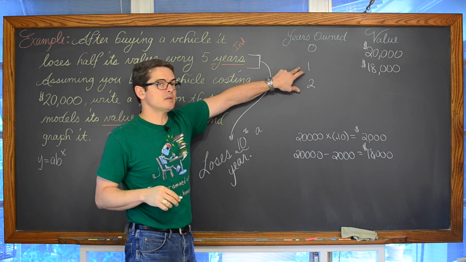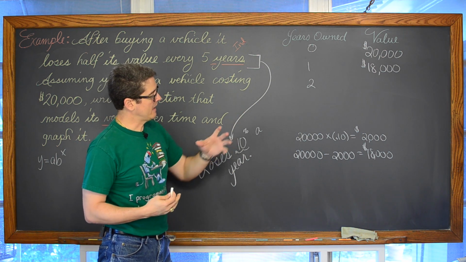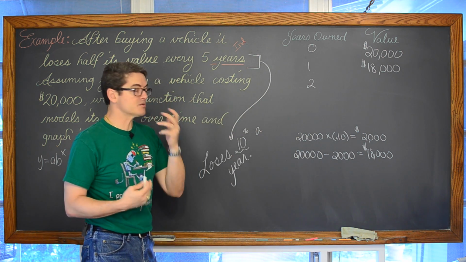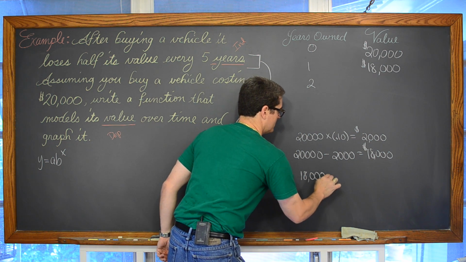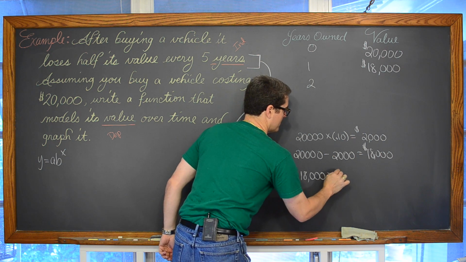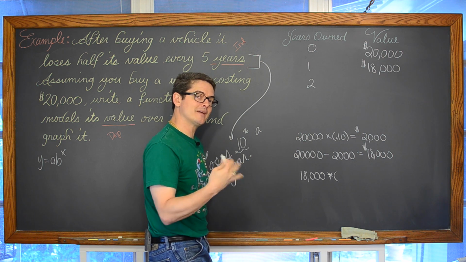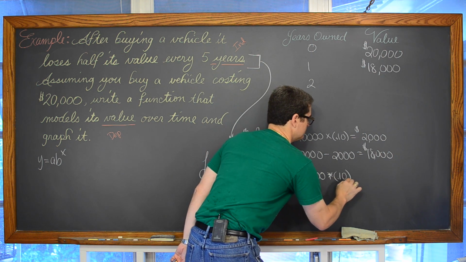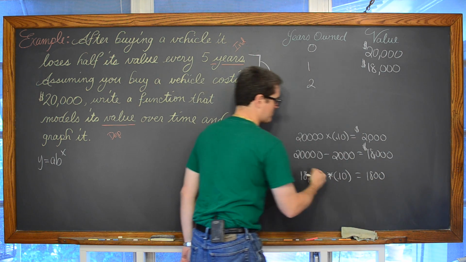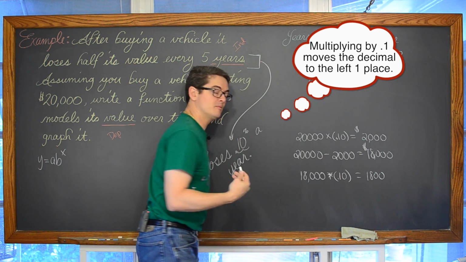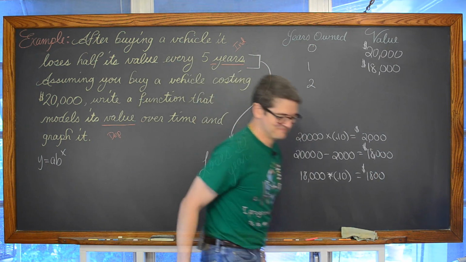Okay. Well, now let's say we've owned it for 2 years. And please note that these are equal time periods just for convenience. We owned it another year, and now it's going to lose another 10%. So now it's $18,000. We're going to take that 18,000 and multiply it by, again, 10%. And that is going to be $1,800, because multiplying by 0.1 really just effectively moves the decimal to the left 1 place.